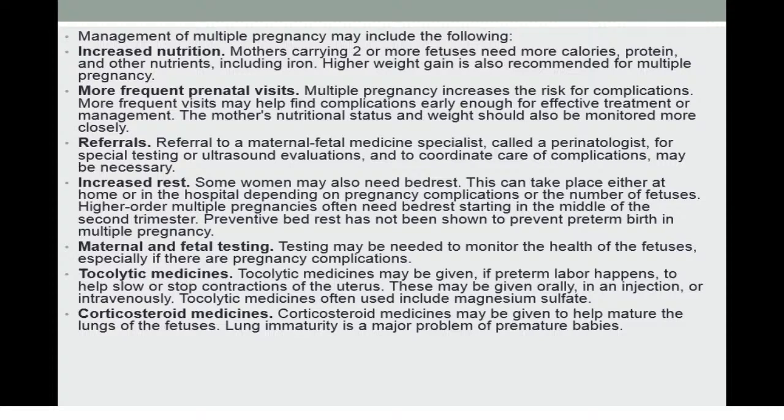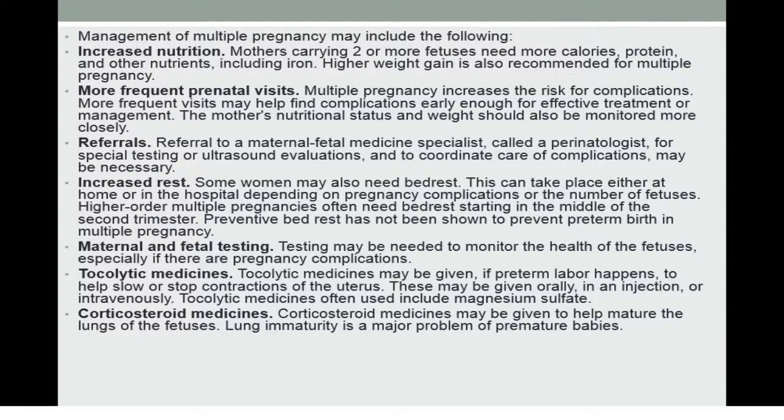Maternal and fetal testing. Testing may be needed to monitor the health of the fetus, especially if there are pregnancy complications. Tocolytic medicines. Tocolytic medicines may be given if preterm labor happens or there is a threat of preterm labor, to help slow or stop contractions of the uterus. These may be given orally. These may be given intravenously. Drop-by-drop tocolytic medicines often used include magnesium sulfate. There are special indications for different types of tocolytic medicines, and it would be a topic for a separate lecture.